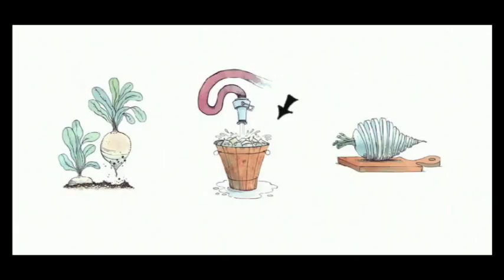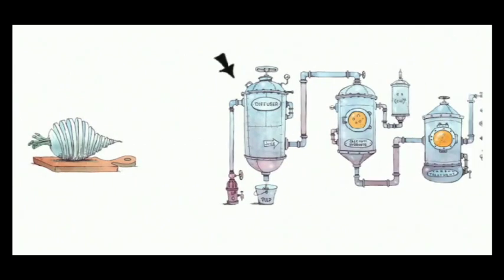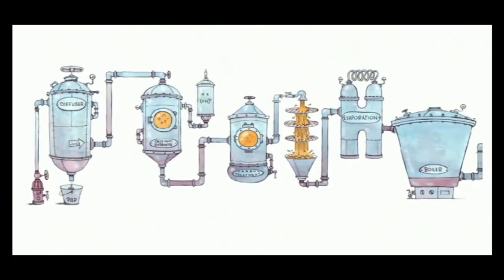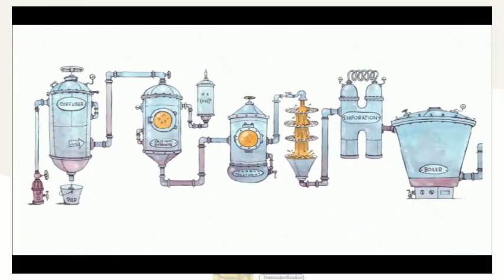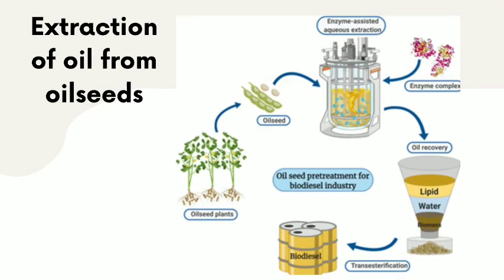In the first stage, the beets are washed and grated. They will then be plunged into almost boiling water to dissolve the sugar contained in the beets, which will then be evaporated until crystallization. And lastly, the extraction of oil from oil seeds.